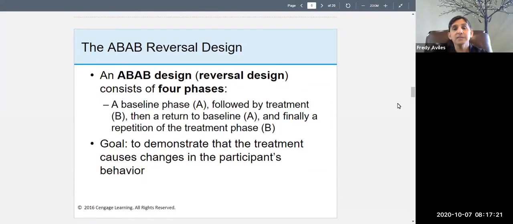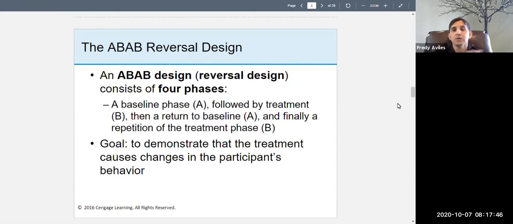Now, there's different kinds of these single subject designs. A very common one is called the AB reversal design. It's called the reversal design because AB, right? And then AB again, okay? First it's A, and then B, right? And then A and B, okay? You reverse it, okay? So an AB design, also called a reversal design, consists of 4 phases.